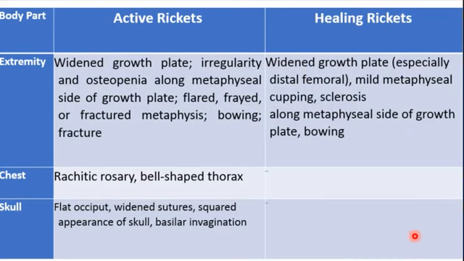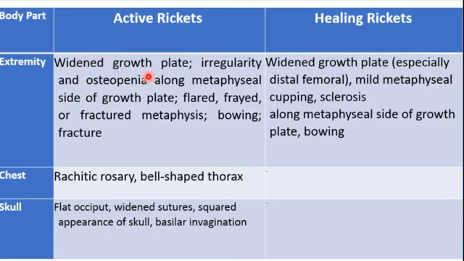These are the findings of rickets. We have the extremity, the chest and the skull. In the extremity, there is a widened growth plate at first if there is active rickets, and then we have the healing phase of the rickets.